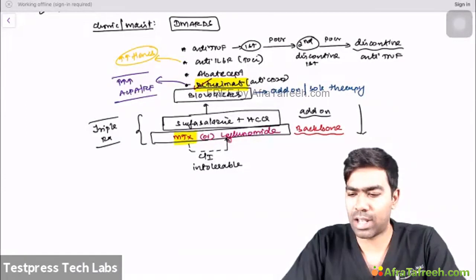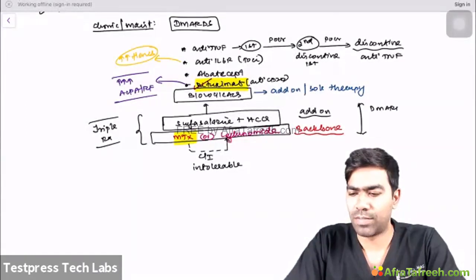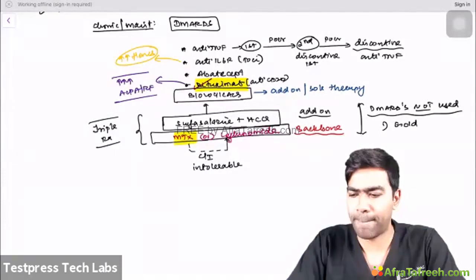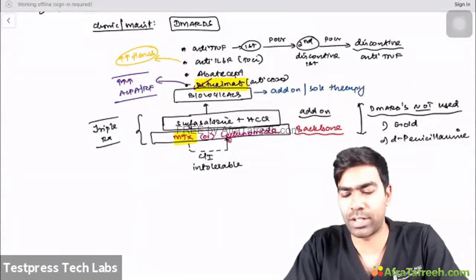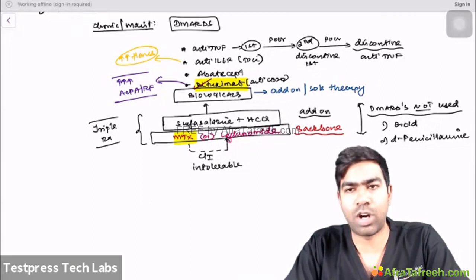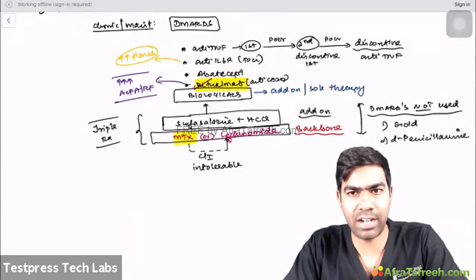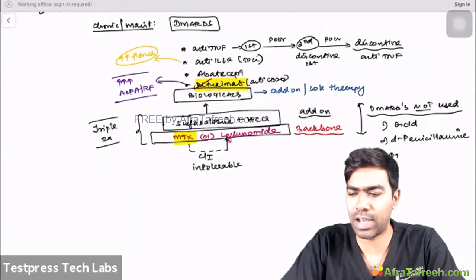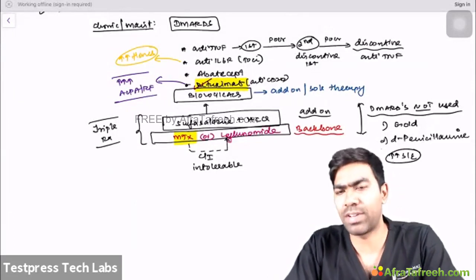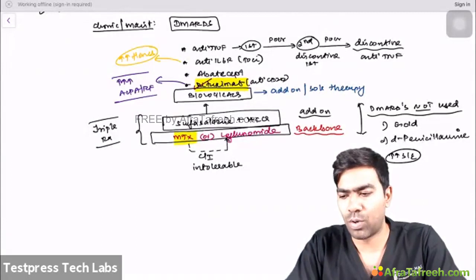But on the other hand, there are certain DMARDs which are not used or very sparingly used nowadays. What are the DMARDs that are not used? One is gold and second is D-penicillamine. These are also DMARDs that are given in many pharmacological textbooks, but they are generally not preferred in rheumatoid arthritis because the side effects are very high. In low resource settings you can use them, but very sparingly. They are not used nowadays because of the very high rate of side effects, and we have more efficacious drugs compared to gold and D-penicillamine.